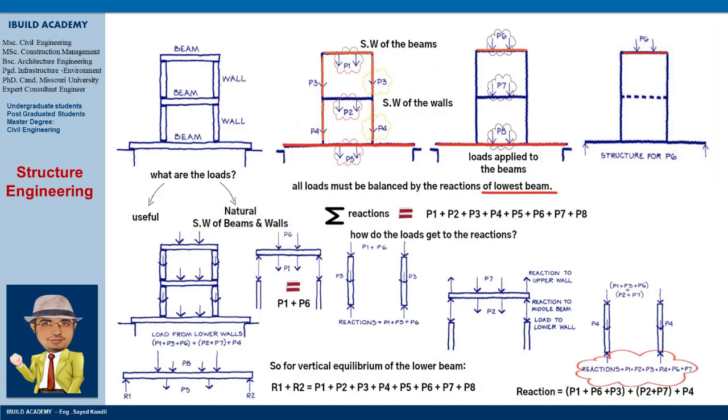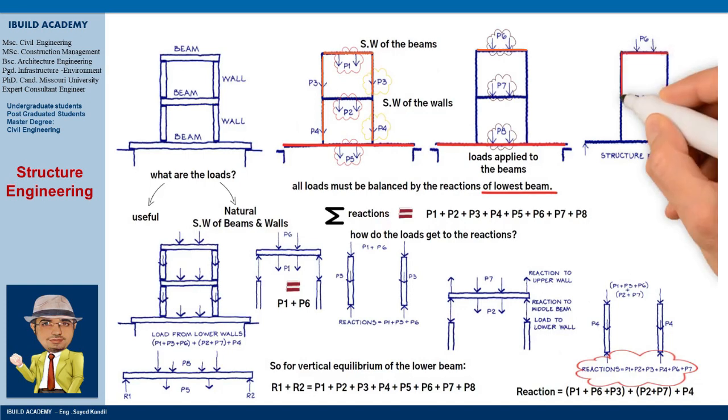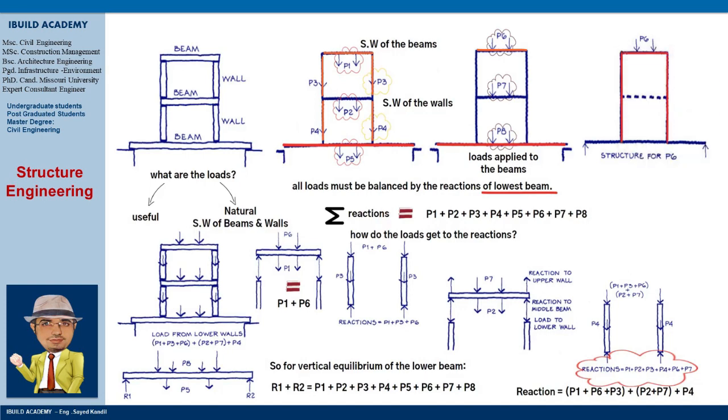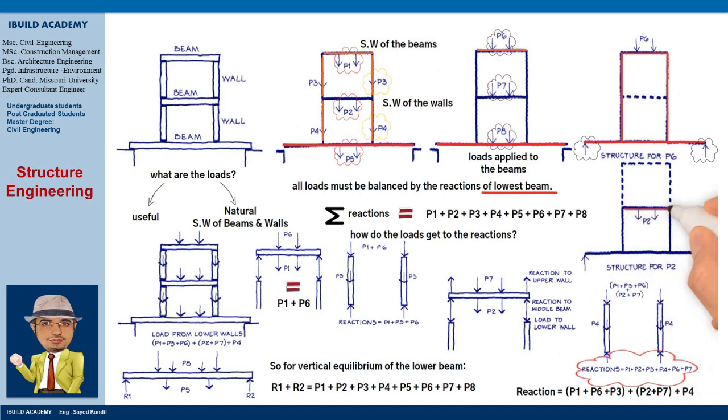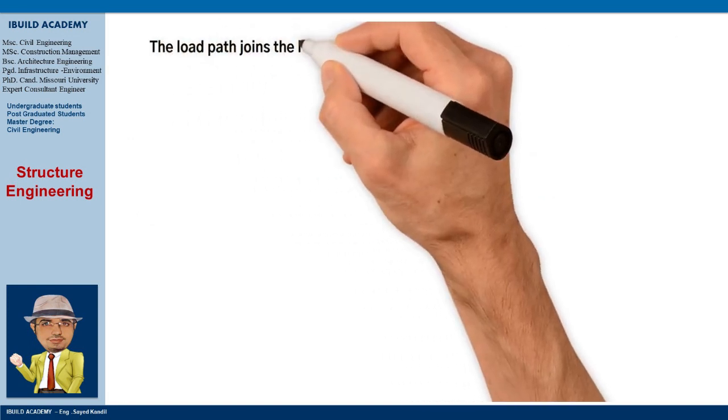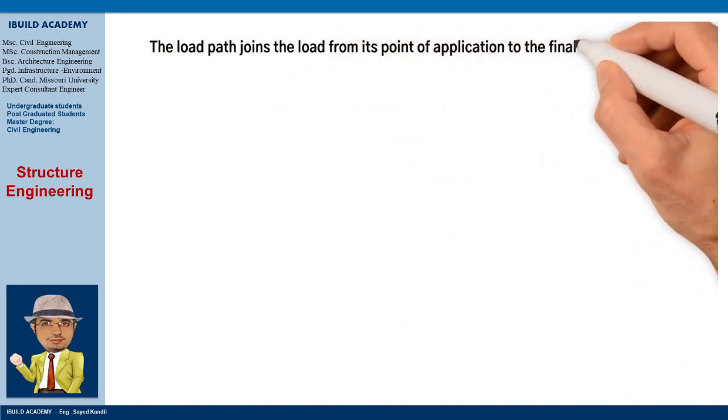First, the upper beam transfers the load to the upper wall, which transfers it to the lower wall, which transfers it to the lower beam, which transfers it to the supports. And for P2, the self-weight of the middle beam, the load path joins the load from its point of application to the final support point.